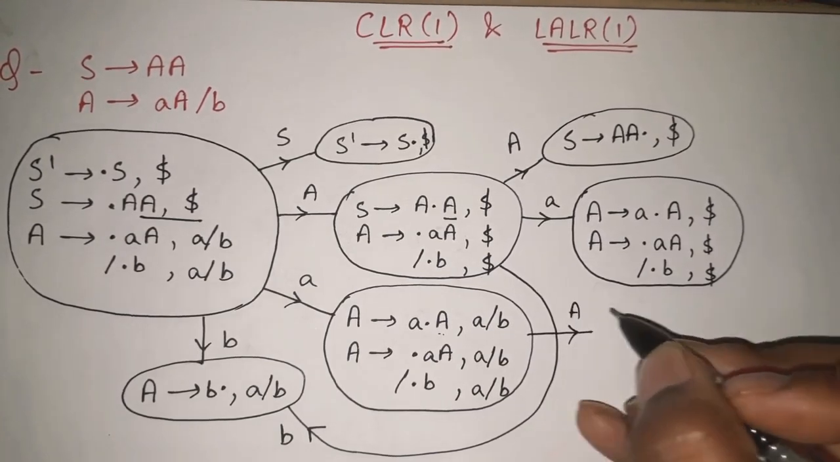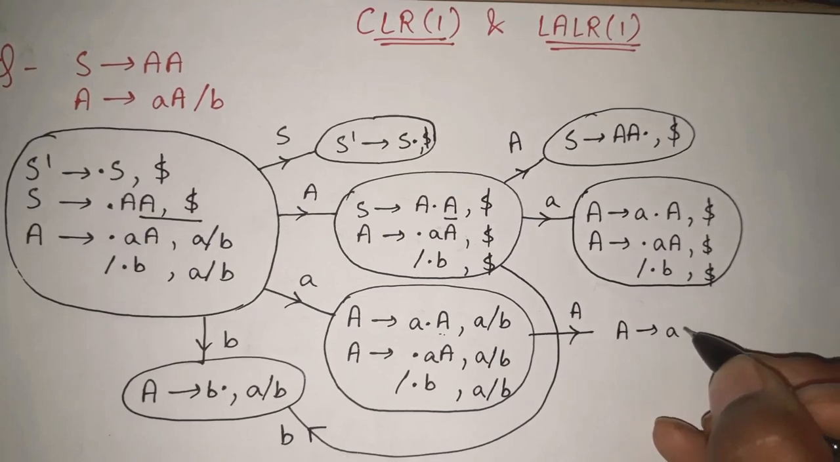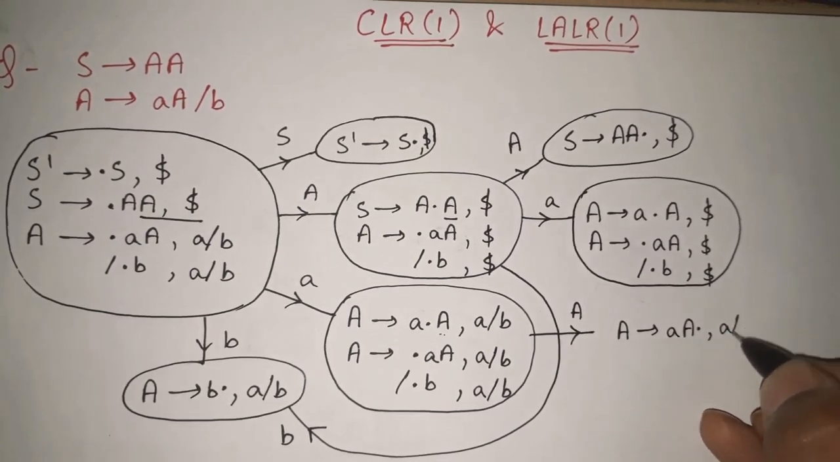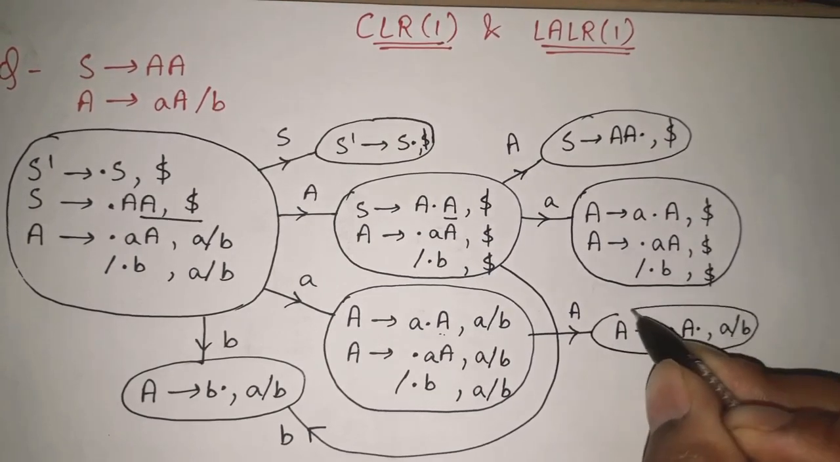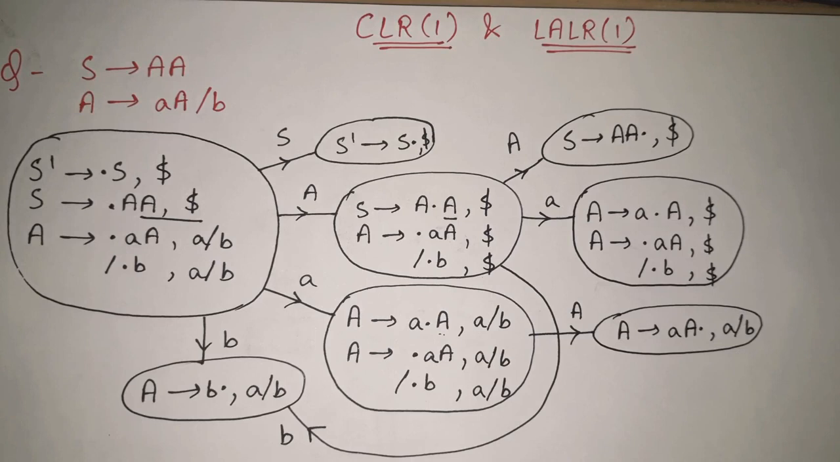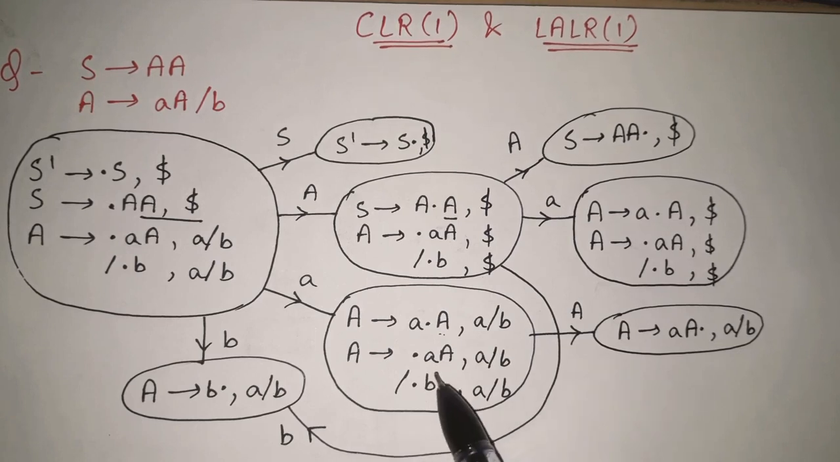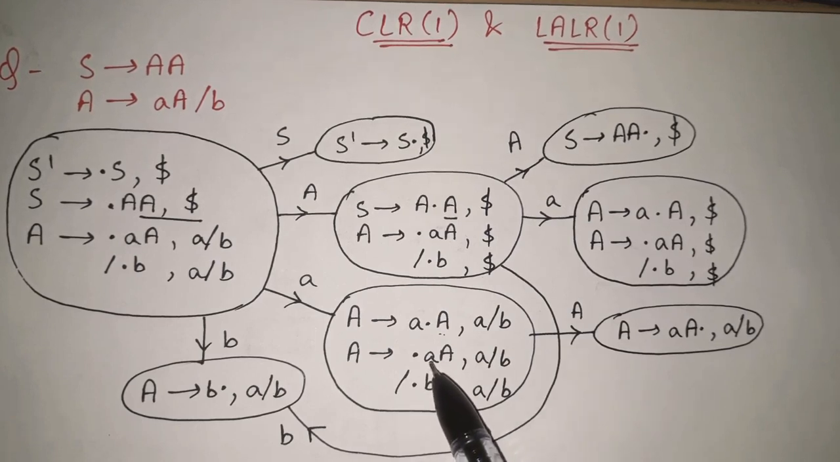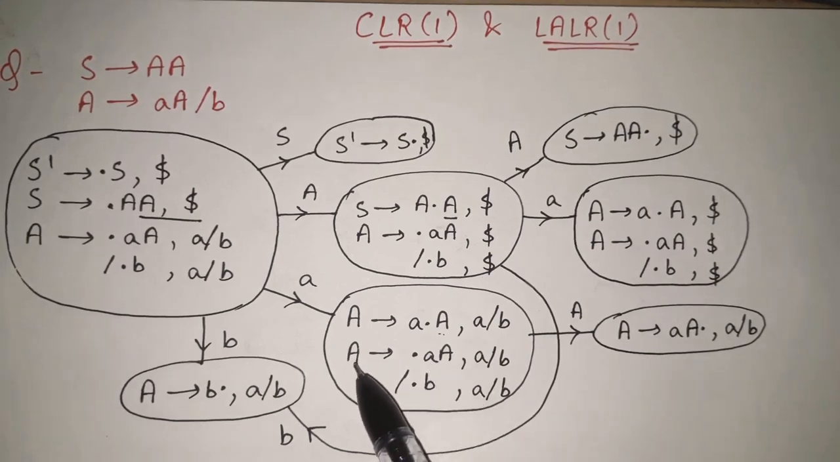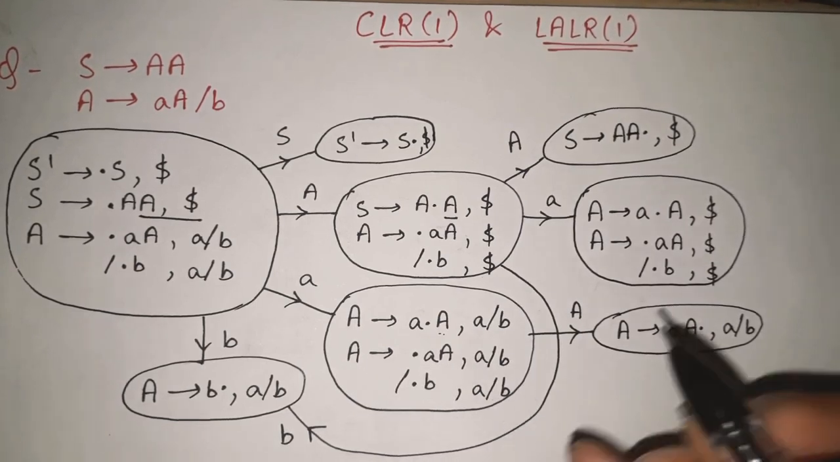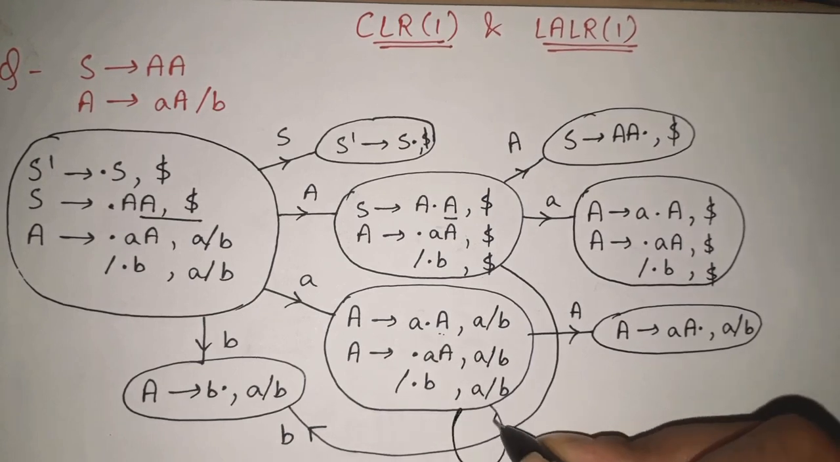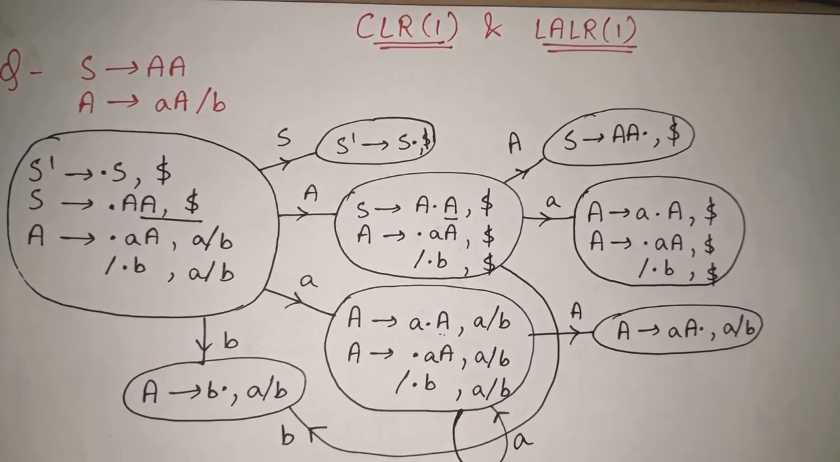On capital A I will get A gives A dot, and my look ahead will be same as the first place, so A dot B. This is my one state that I got. Then we have to make the production for small a. So from small a I will be getting itself: for small a I will be getting A gives a dot a or ab. So this is the same state I will be getting, right? So on small a we will just do self loop. Right, on small a we will be doing self loop.